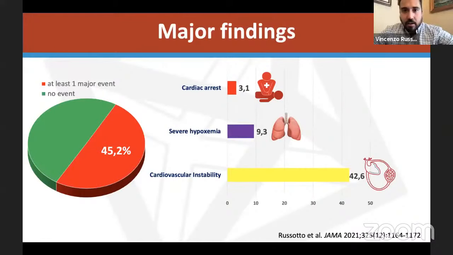These are the major findings of our study. First of all, we had 45% of peri-intubation major adverse events. And this is probably one of the most important pieces of information of this study. But looking more deeply at the types of major complications that we collected, we observed that the leading peri-intubation adverse event was cardiovascular instability, observed in approximately 43% of patients, and severe hypoxemia, which probably was perceived as the most common complication, was observed in 9% of patients. And we also had 3% of cardiac arrest, which is a huge number if we consider also the high number of procedures that each year are performed around the world.